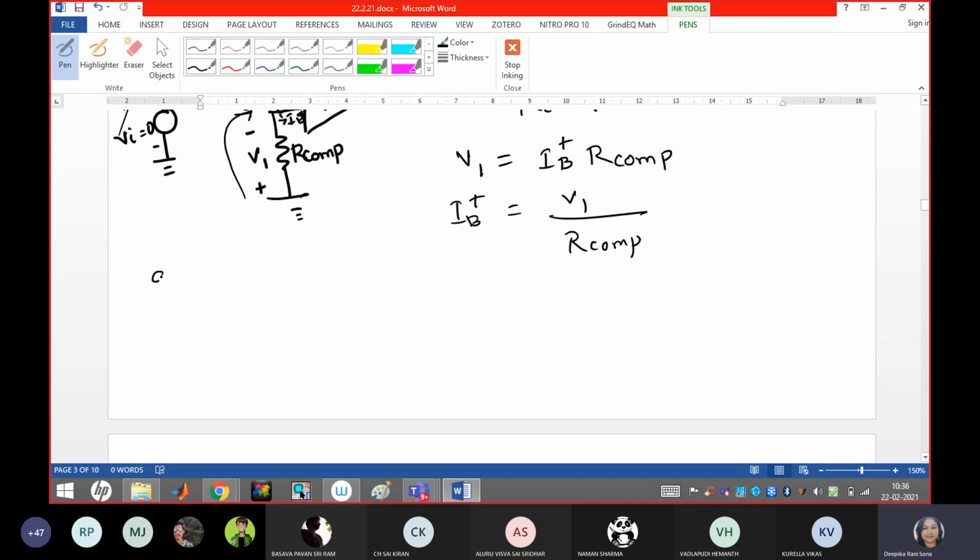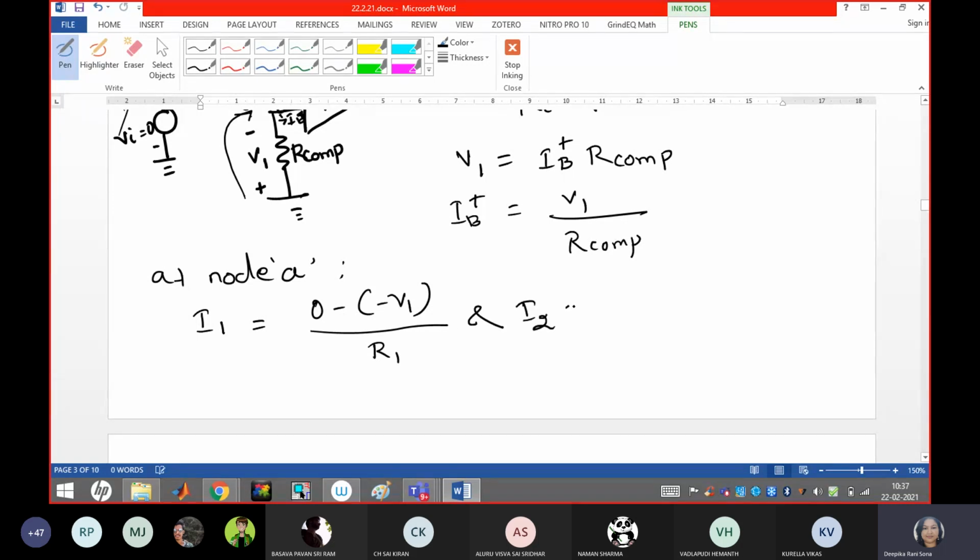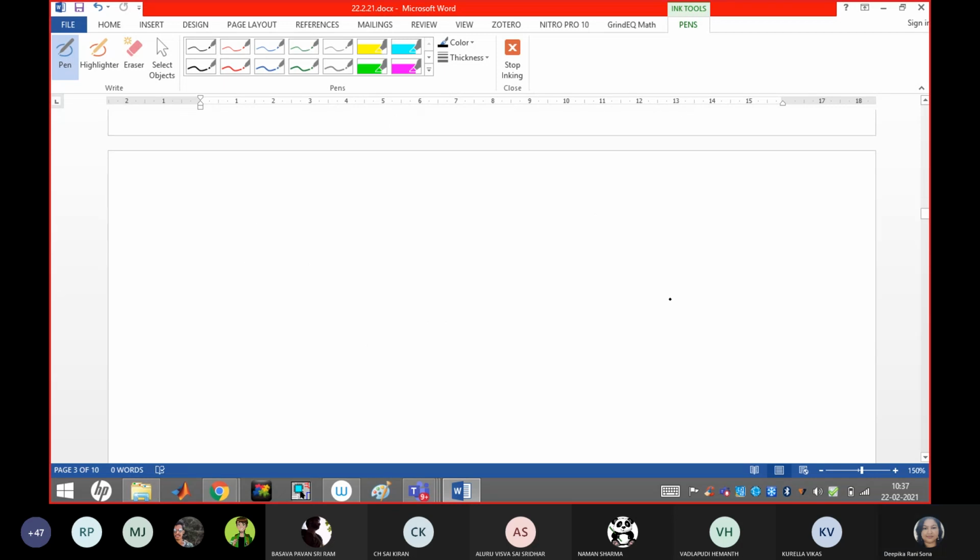So at node A, if you write, check your figure. With respect to node A, we can write what is I1? I1 equal to 0 minus V1, right? Divided by R1. And what is I2? Check your figure and tell me I2. V2 by RF, no? Check your figure, guys. Guys, what is I2?